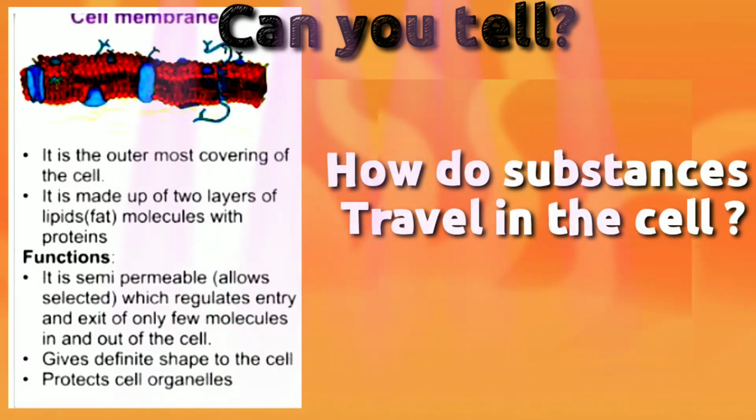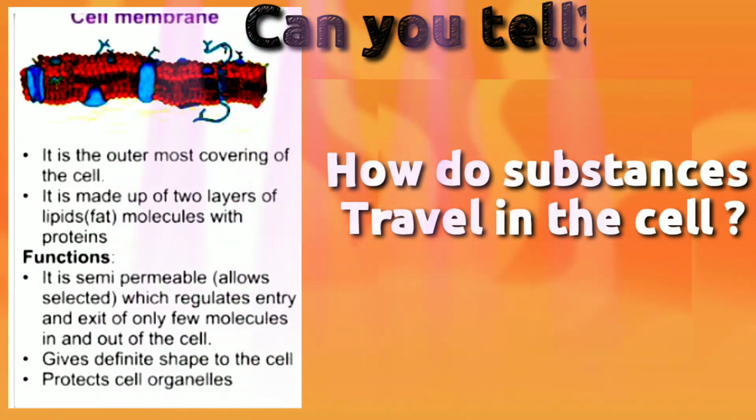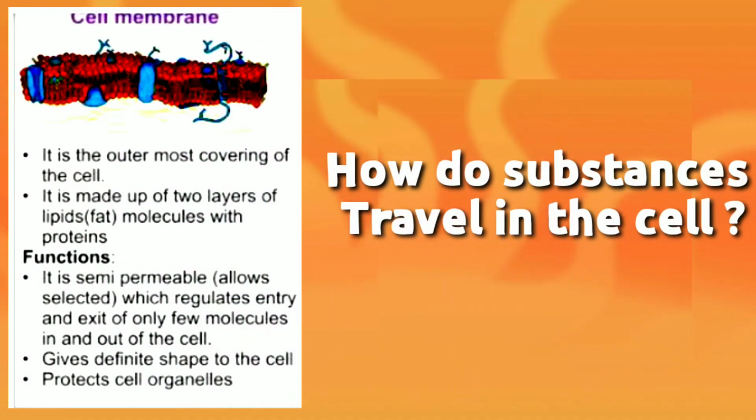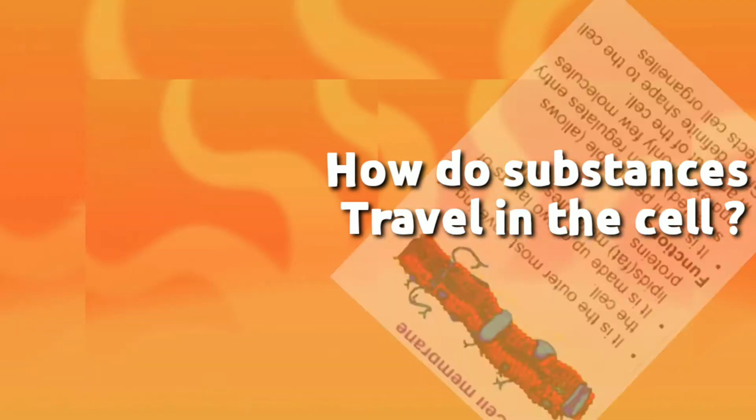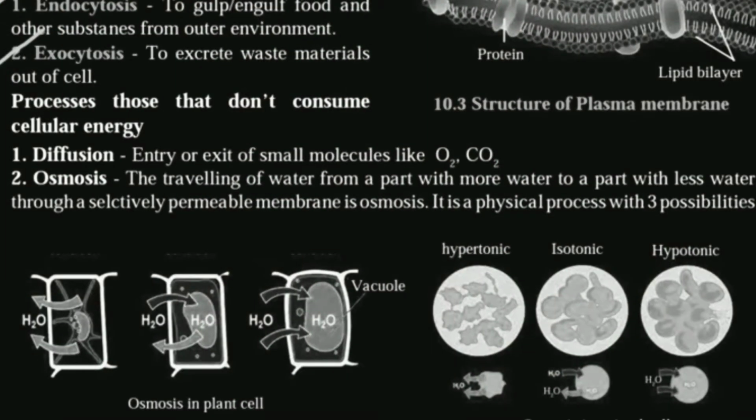Can you tell, students, how do substances travel in the cell? Activities that consume cellular energy, and that first is endocytosis. To engulf food and other substances from outer environment is called endocytosis. Whereas to excrete waste materials out of the cell is called exocytosis.